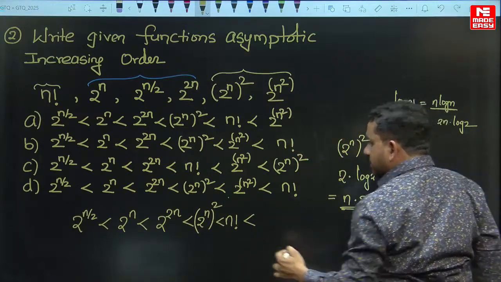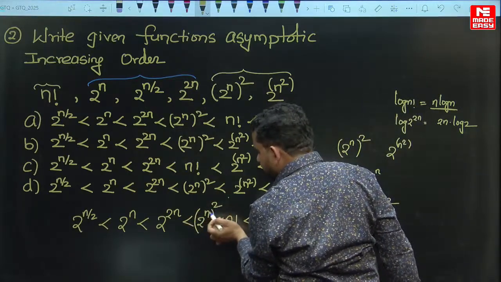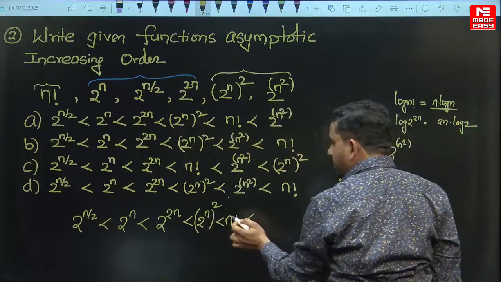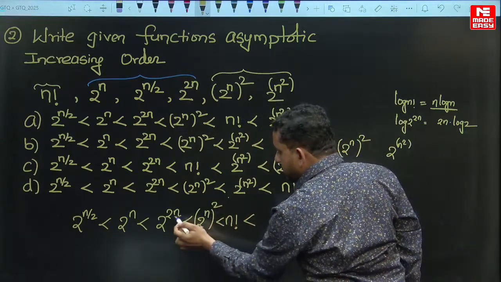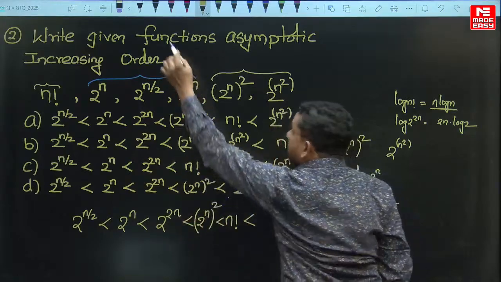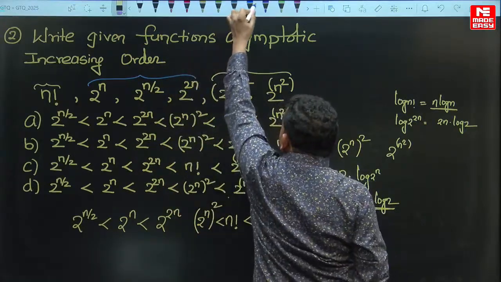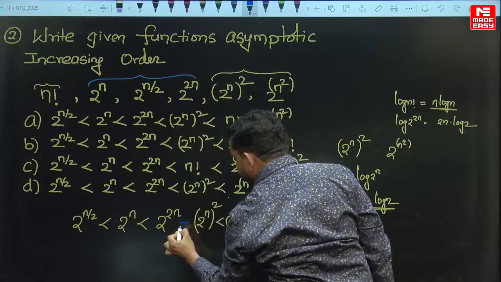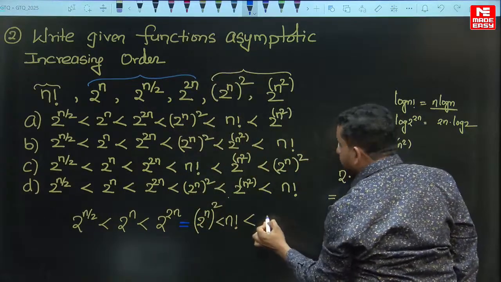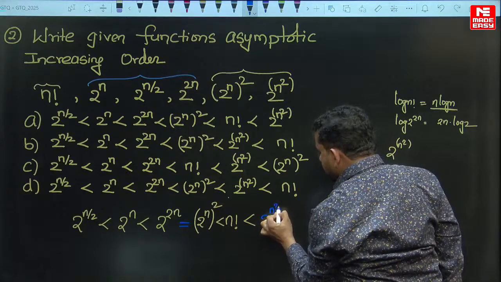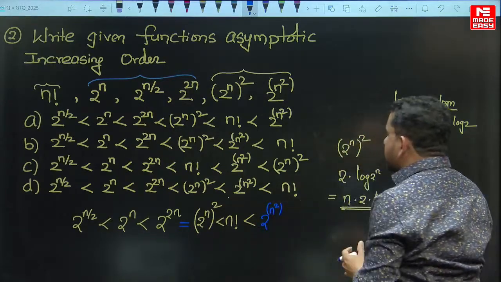So these two are asymptotically equal: 2 power n multiplied with 2 power n. These are asymptotically equal functions. Then this is asymptotically bigger. In case by mistake the options do not match, then it's fine.